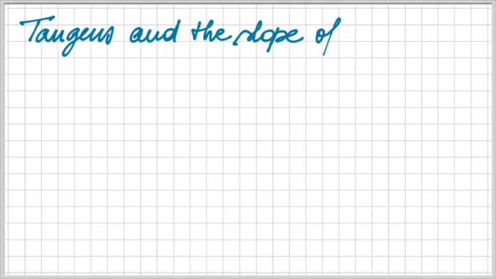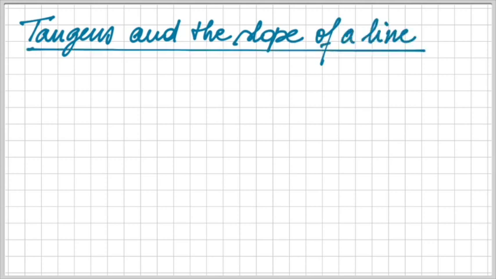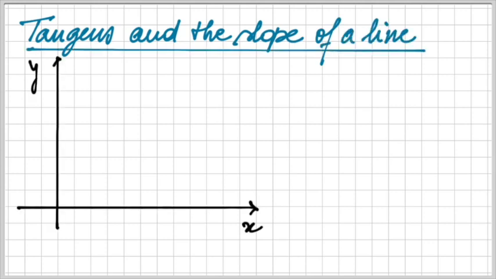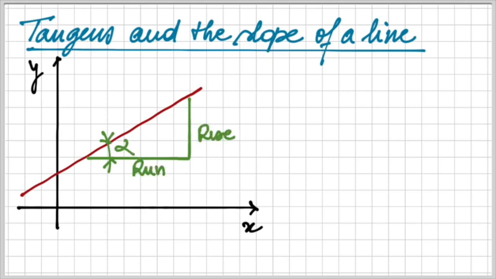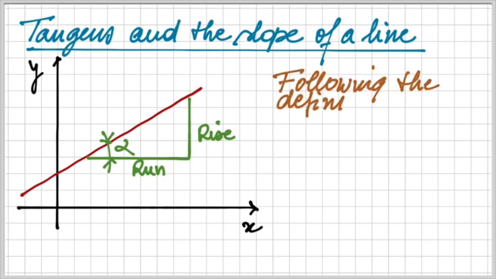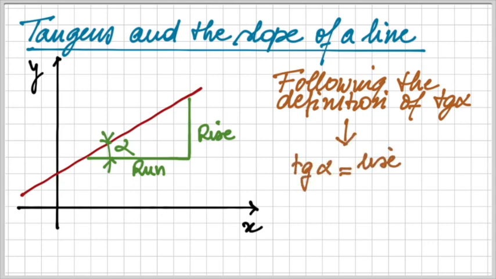Let's have a look at the tangent and the slope of a line. When we have a line we defined before, we could define the slope by the definition of rise divided by run. And when we look at the definition of tangent alpha, we can say that tangent alpha is rise divided by the run, which is basically the slope of the line.